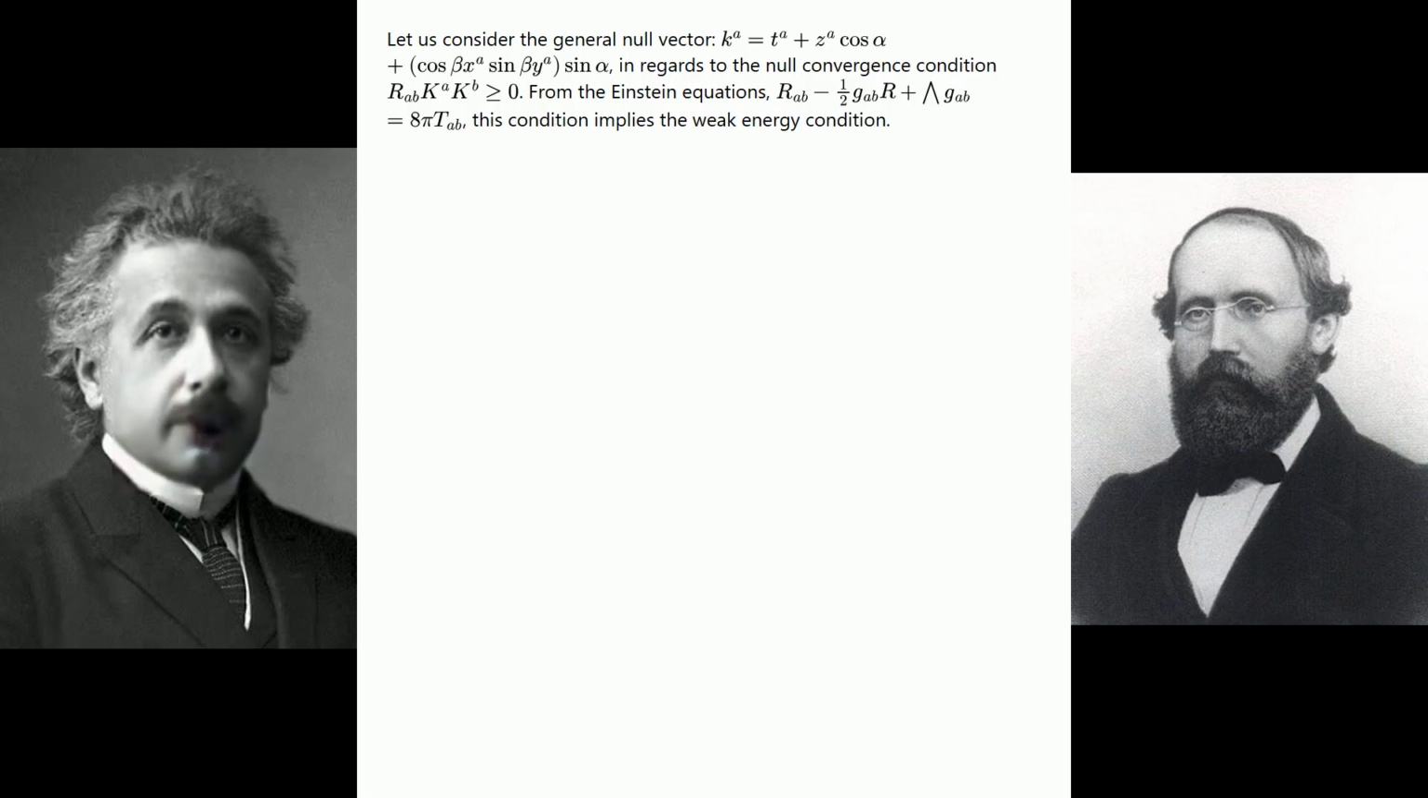In regards to the null convergence condition, R sub ab k to the a k to the b is greater than or equal to 0. From the Einstein equations, R sub ab minus 1/2 g sub ab R plus the cosmological constant term times g sub ab equals 8 pi T sub ab. This condition implies the weak energy condition.